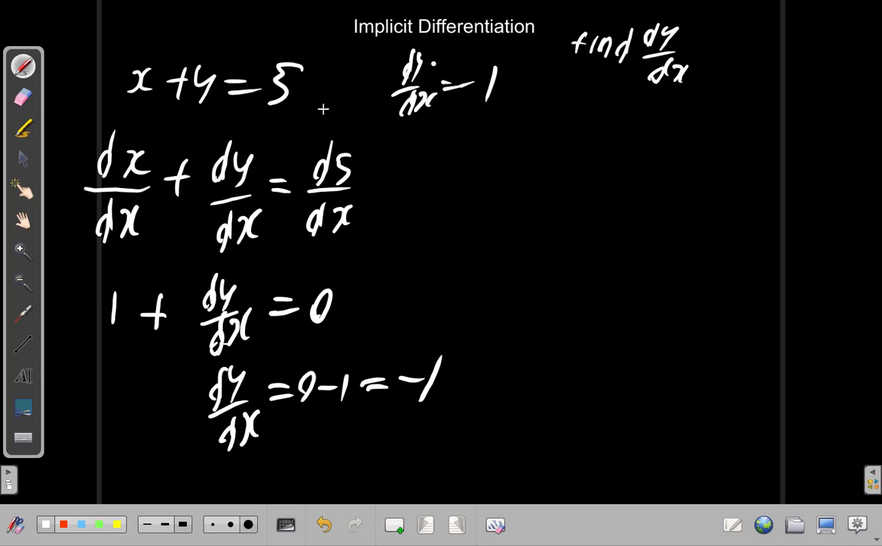So what you see here is implicit differentiation. All right.